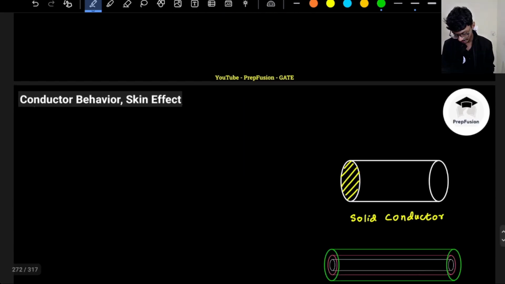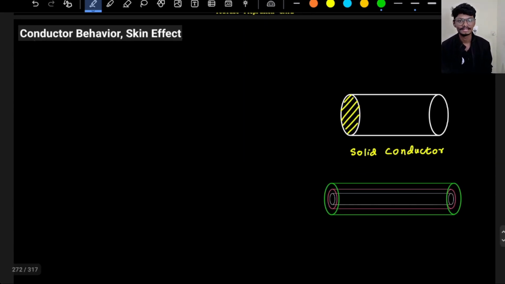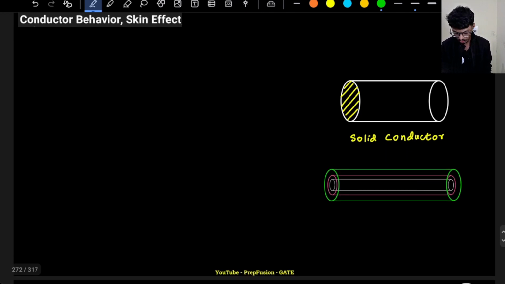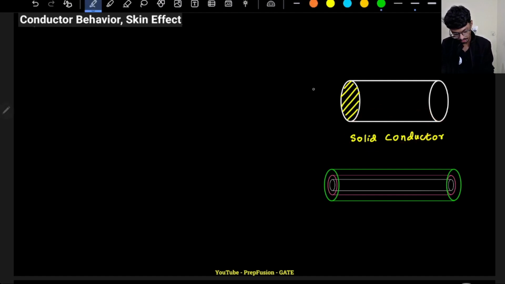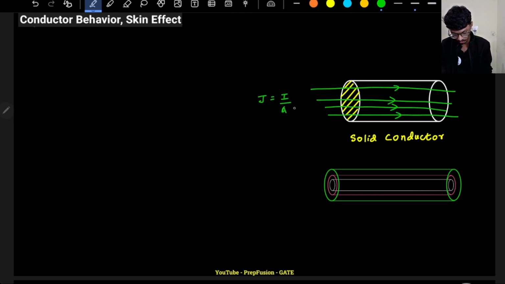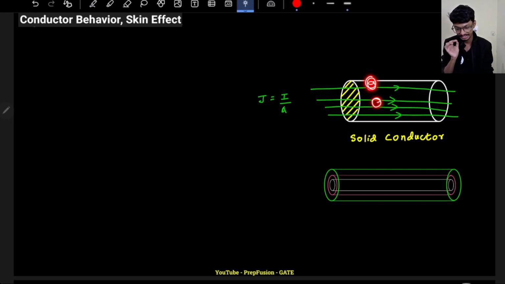So let's now understand a small thing known as skin effect. What is skin effect? We know that if current is passing through a solid conductor, the current will be uniformly distributed. Then the current density will be constant, and we want this because if there is higher current density in one region and lower in another, that place can get damaged. That's why we want uniform current density throughout.